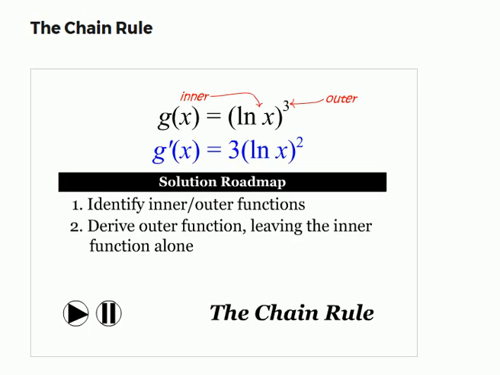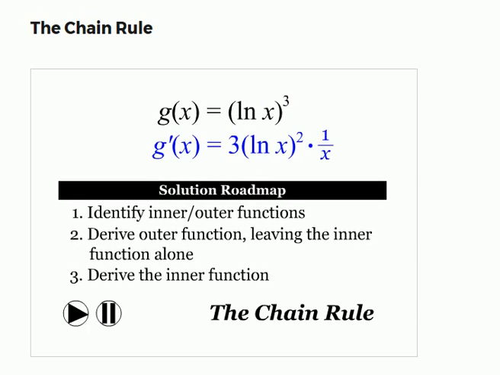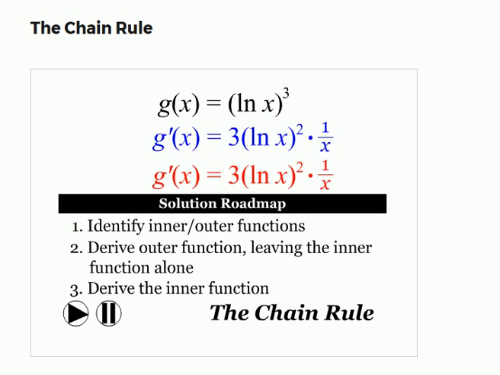Until now. Now that we're finished deriving the outside function, we move on to the inside function. And the derivative of natural log of x is 1 over x. So we multiply that new derivative by the derivative we got a second ago. And our final answer is going to be 3 times natural log of x, the quantity squared, all divided by x. And that's our derivative according to the chain rule.